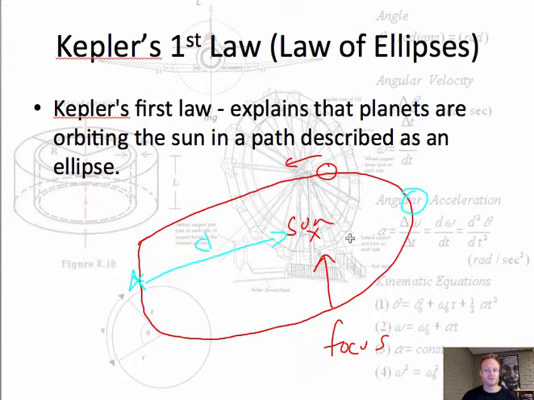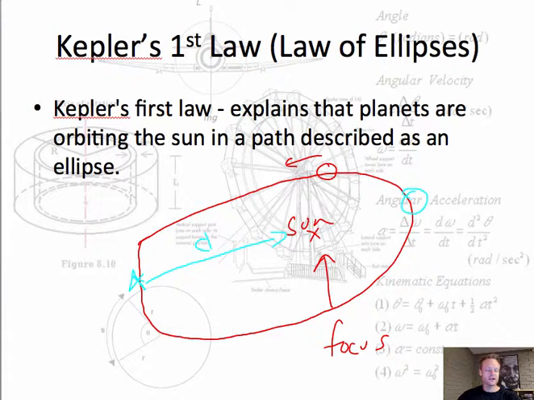And that's basically all Kepler's first law says: all the planets orbit around the sun in an elliptical path, or in the shape of an ellipse. It's not a perfect circle, so you're not always the same distance from the sun. And that'll turn out to be important later on as we go through things.